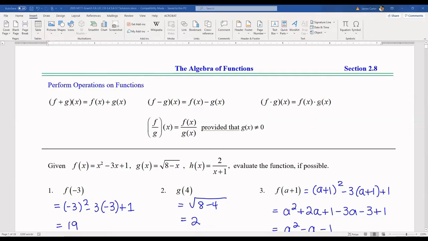the review pages. So here we go. We're starting with section 2.8. Okay, the rules for operations.